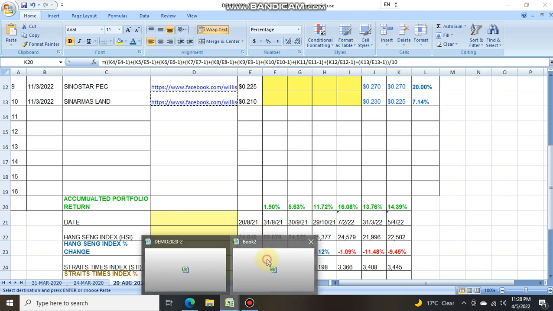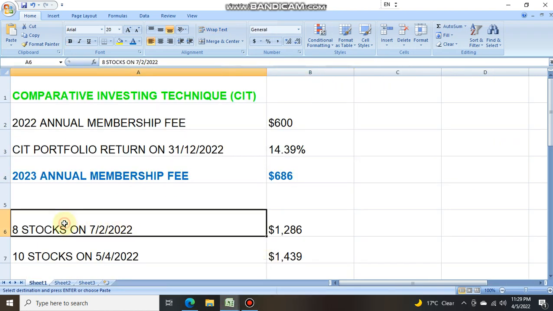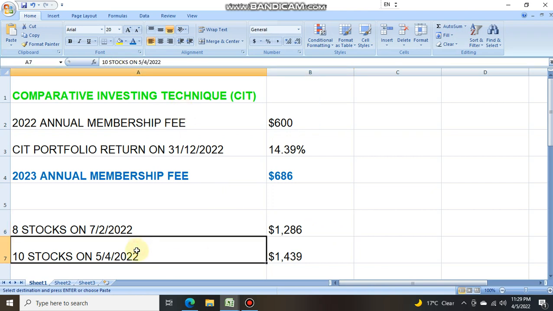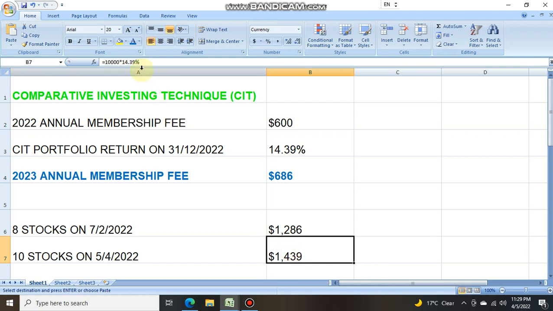In actual fact, when you look at the 8 stocks on the 7th of Feb 2022, when it was at a 16.08% return, assuming for every stock you buy $1,000, for 8 stocks you invest 8,000, you have a profit of 1,286, right? On the 5th of April, when you have 10 stocks, same thing, for every stock you buy 1,000, and at a return of 14.39% based on the 5th of April portfolio return, you have a return of 1,439.